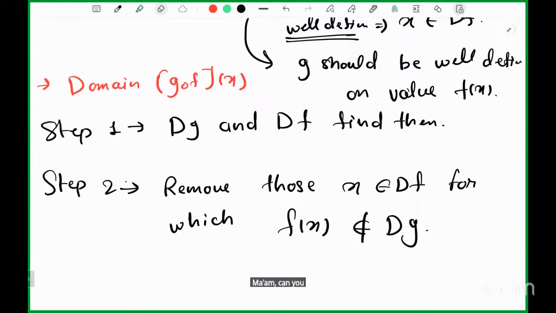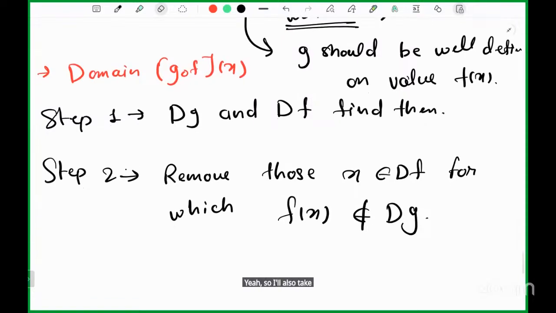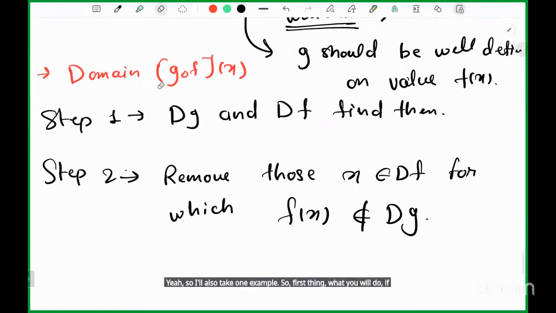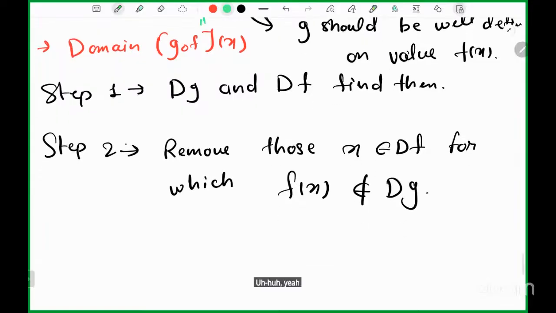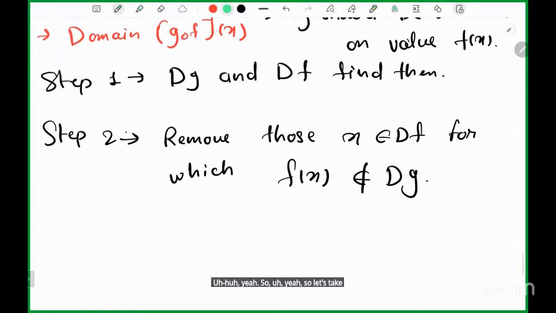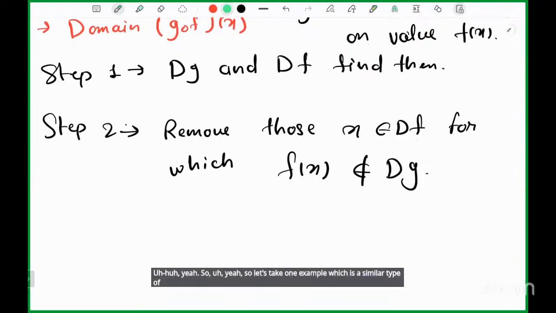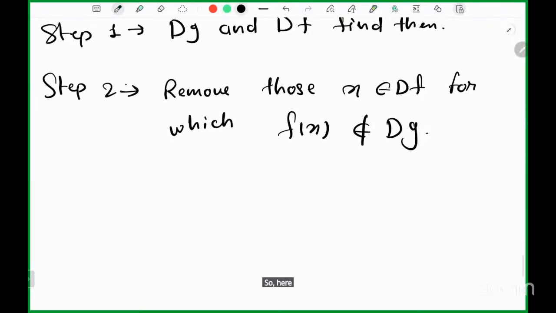Ma'am, can I ask a doubt? Can you repeat this one more time? Yeah, so I'll also take one example. First thing, what you will do, if you want to find out the domain, just give me an example, then step by step. Yeah. So let's take one example which is a similar type of example done in the lecture. Here I'll recommend that don't go by the expression.